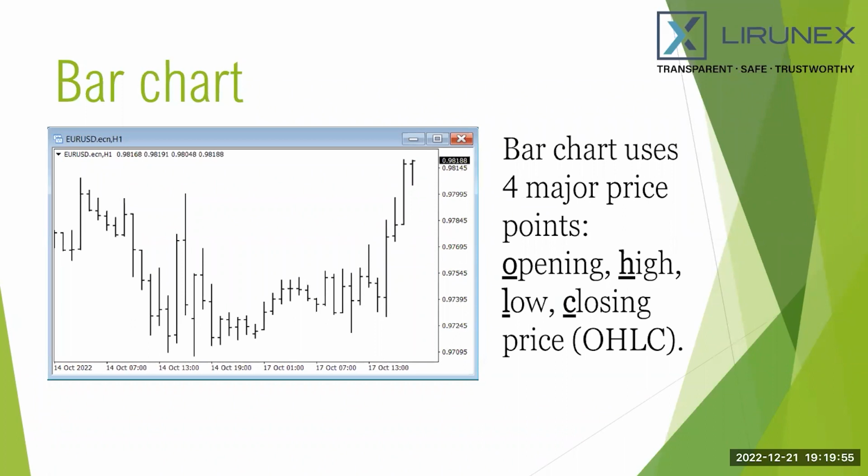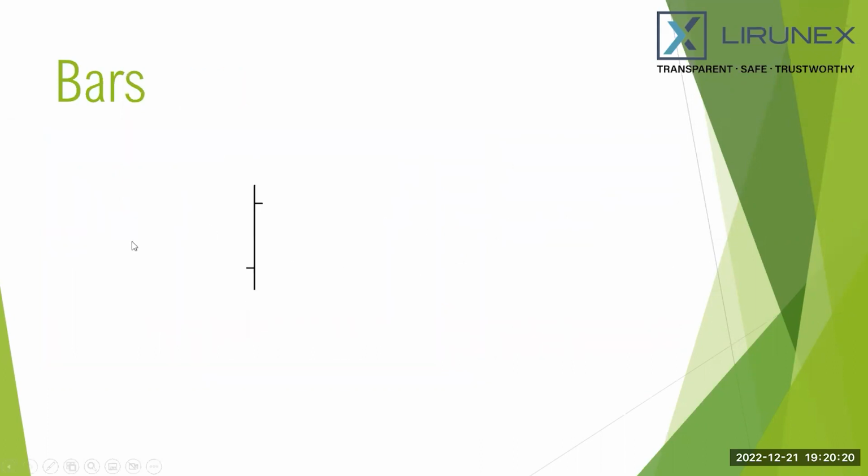Medyo mas complex si bar chart kaysa kay line chart because it uses 4 major price points. So instead of just simply using yung closing price, this time, 4 na major price points na ginagamit niya, which is your opening, your highest, your lowest, and the closing price. And it actually works like this. So paano ba siya nag-work?